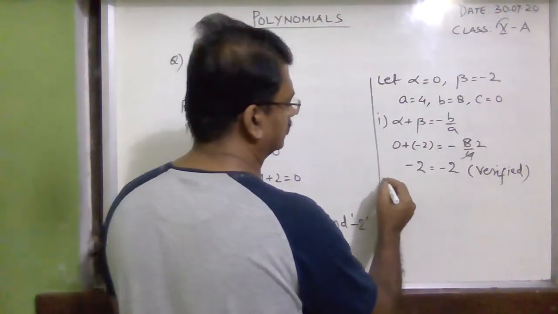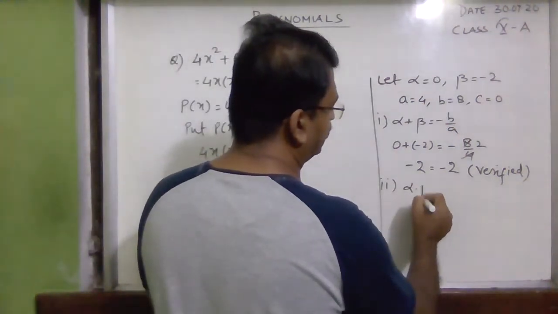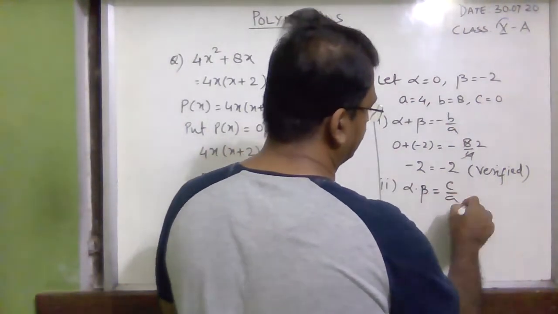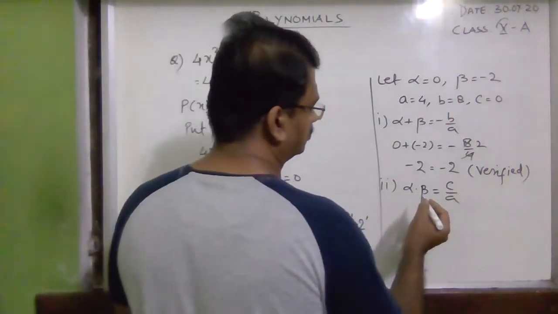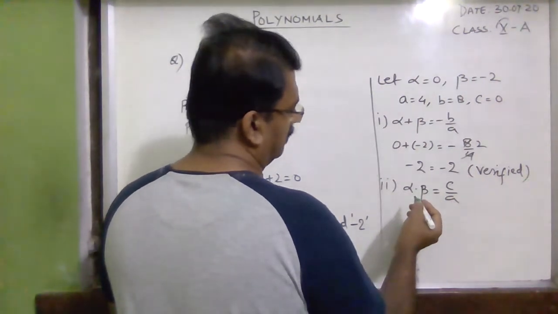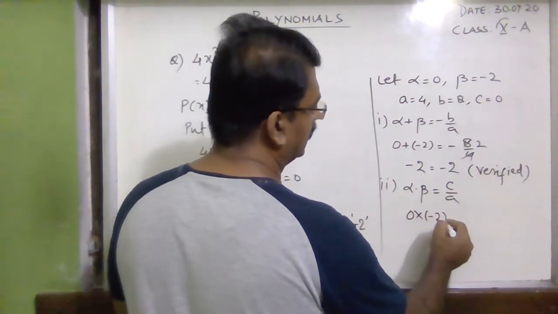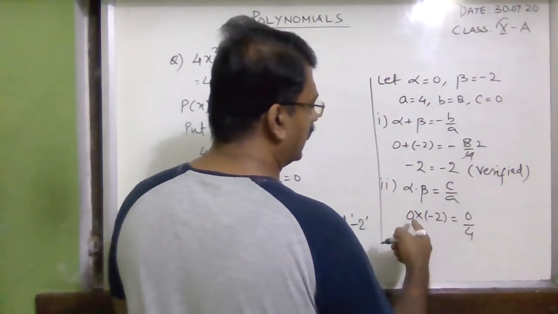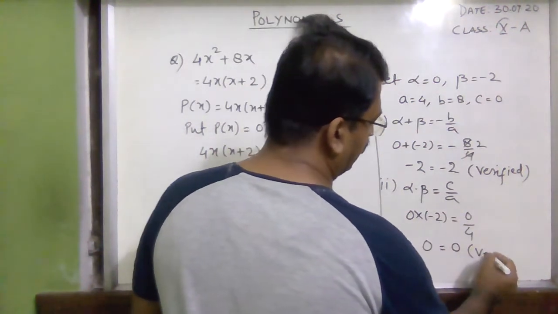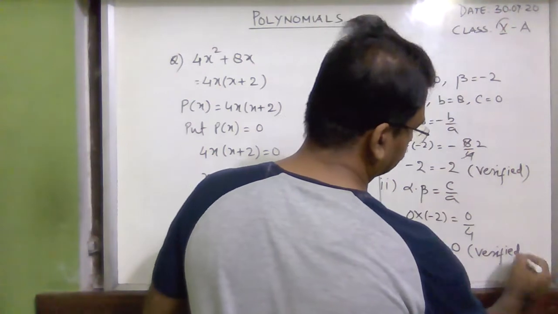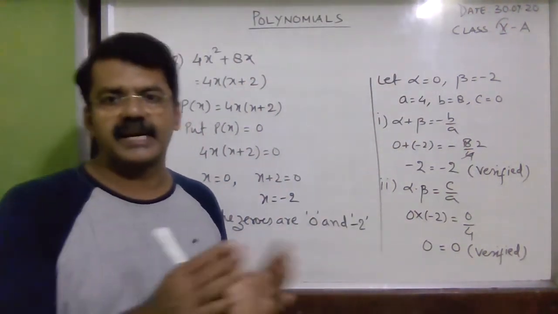And the second one is alpha into beta is equal to c by a. Alpha into beta is c by a. So alpha is 0, beta is minus 2. Here c is 0 and a is 4. Now 0 into anything is 0 and 0 upon anything is 0. So it is also verified, you can see, as we are having the same thing on the left hand side and right hand side. Clear?